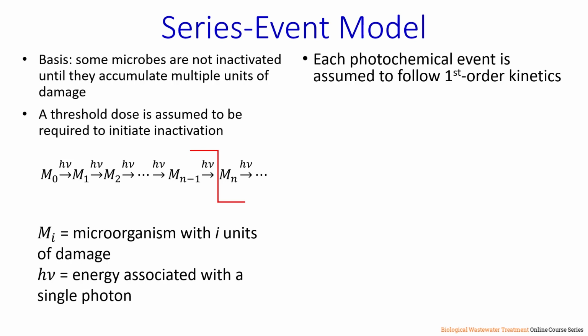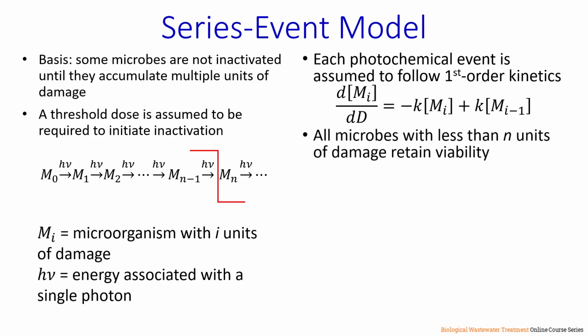Each of these events can be then described following the first-order behavior, and using that logic, we can then use this model to describe how the concentration of microorganisms with I units of damage changes as a function of the dose that's applied. The right-hand side of this equation tells us that we'll lose organisms with I units of damage following a first-order process, but we'll also gain them following a similar first-order process from microorganisms that have one less unit of damage than I.